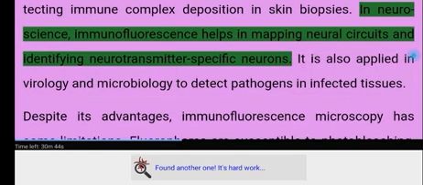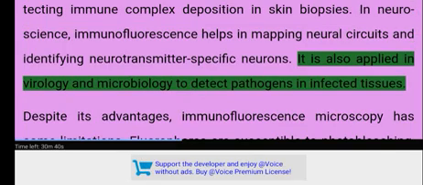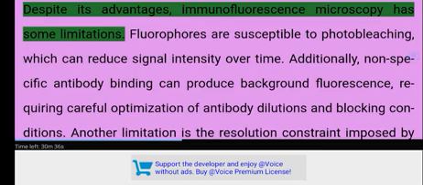In neuroscience, immunofluorescence helps in mapping neural circuits and identifying neurotransmitter-specific neurons. It is also applied in virology and microbiology to detect pathogens in infected tissues. Despite its advantages, immunofluorescence microscopy has some limitations.